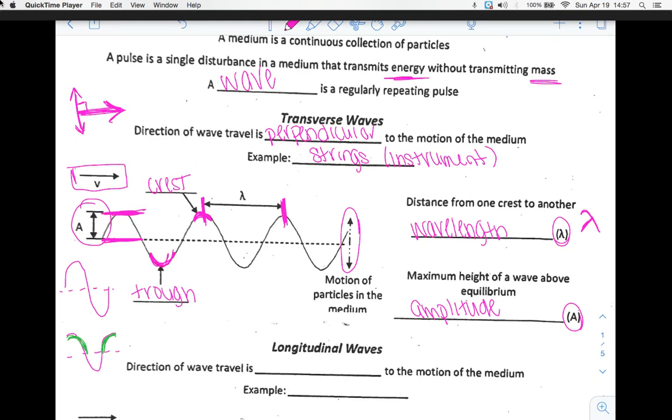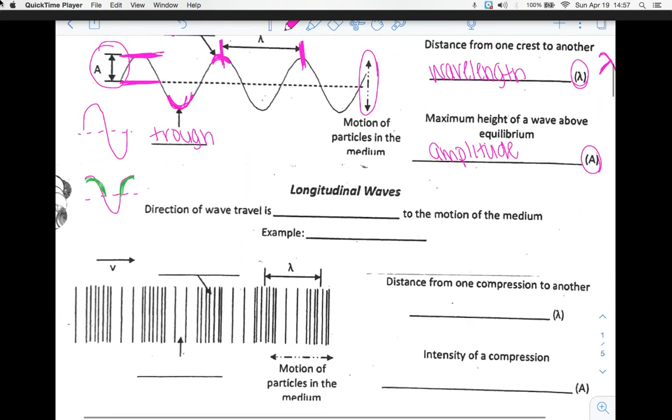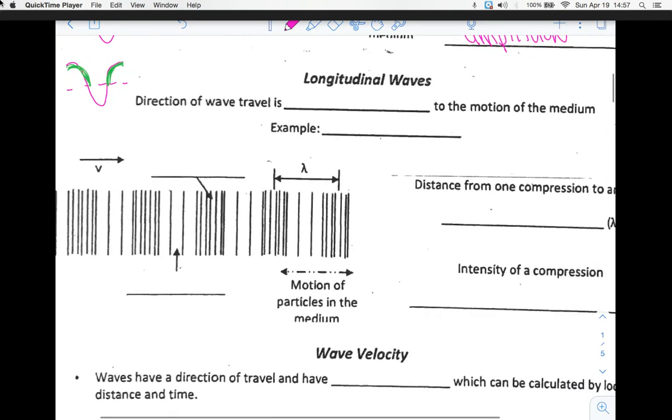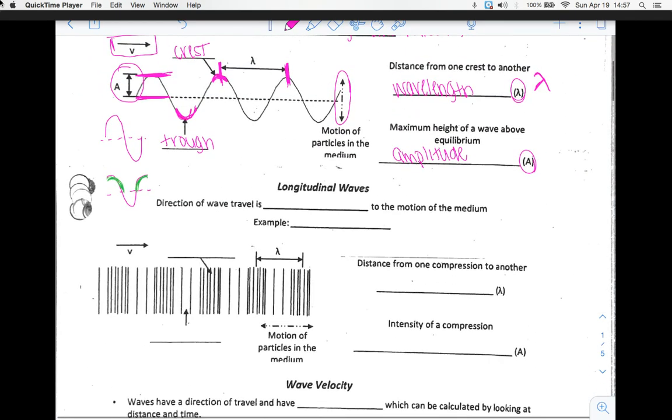So whatever that value would be in meters, that would be our amplitude. A longitudinal wave looks something like this. So it looks definitely different. If you look at both pictures, one is perfectly straight lines, and one looks like a curved wave, like what you would probably draw if you wanted to draw waves on a picture or something.